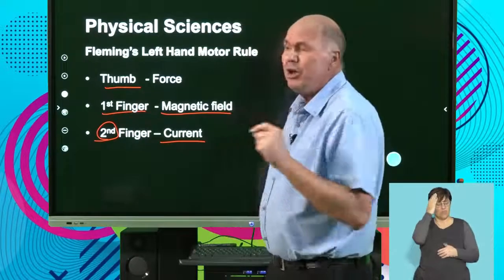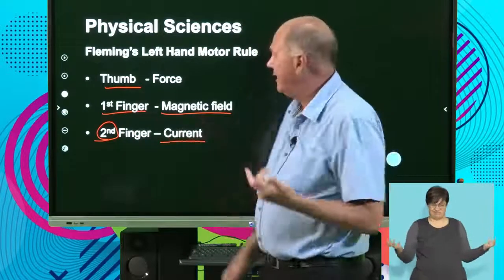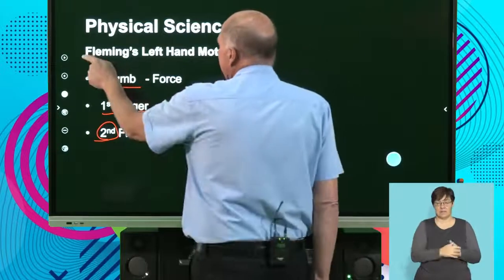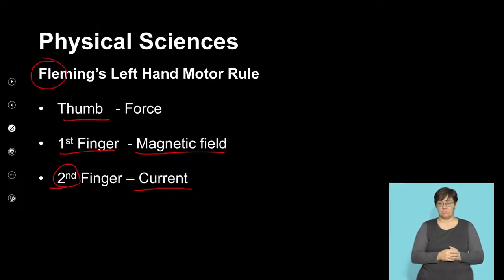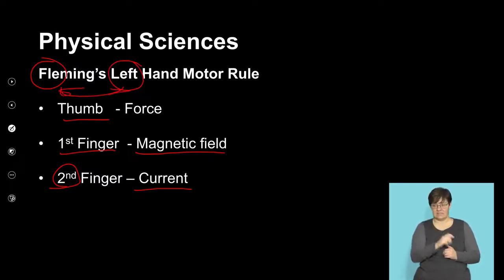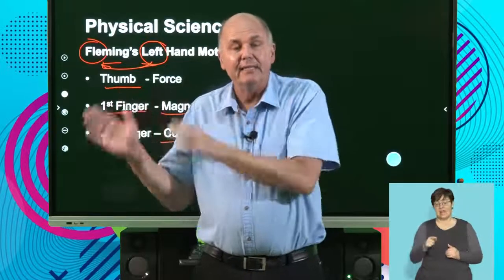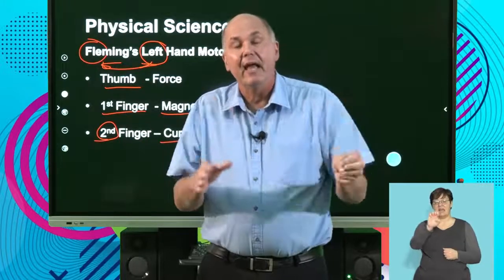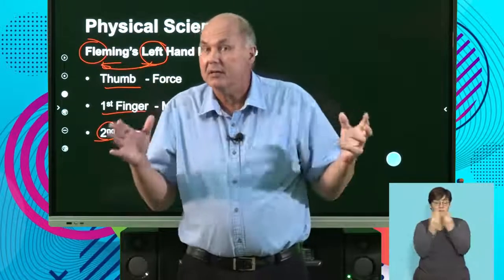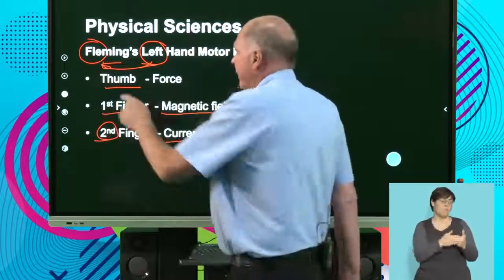Now, how do we know whether it's left hand or right hand? Well, Fleming, the word Fleming, has an F, an L, and an E. And the word left has an L-E-F. So I make that association. I make that association by saying Fleming has the F, L, and E, and left has the L-E-F. So they must go together. I'll show you another way just now.